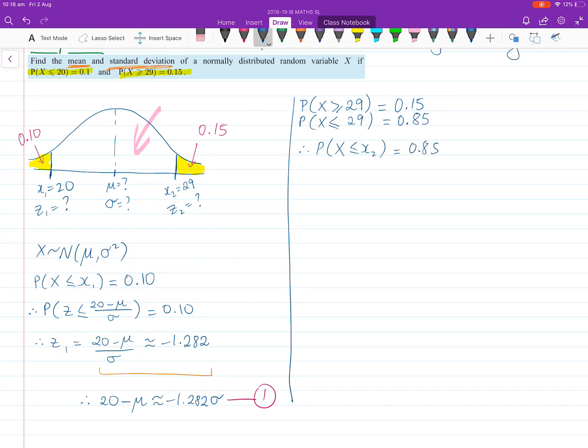Is 0.85. So now we can change it to a standard normal distribution. So z is less than or equal to 29 minus the mean divided by the standard deviation. It's got to equal 0.85. And then z2 is equal to 29 minus mu over sigma, and is approximately equal to 1.036.